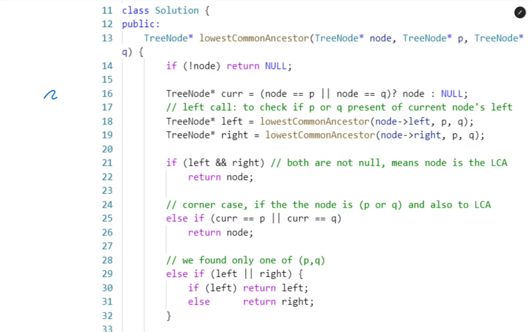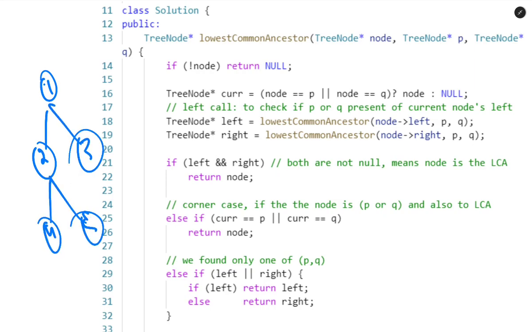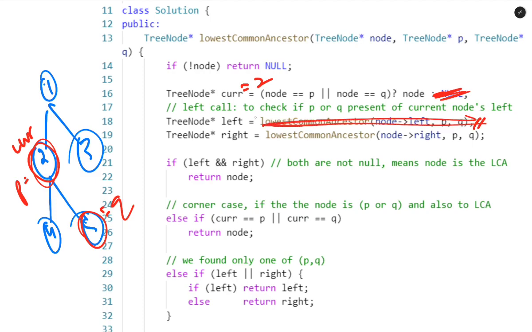So let us take an example: 1, 2, 3, 4, 5. For example, 2 is equal to P and 5 is equal to Q. In that case, what will happen? This is equal to current, 2 is equal to my current. So I will say okay, my current is equal to 2. From my left, I have neither P nor Q, so it will be returning me null.